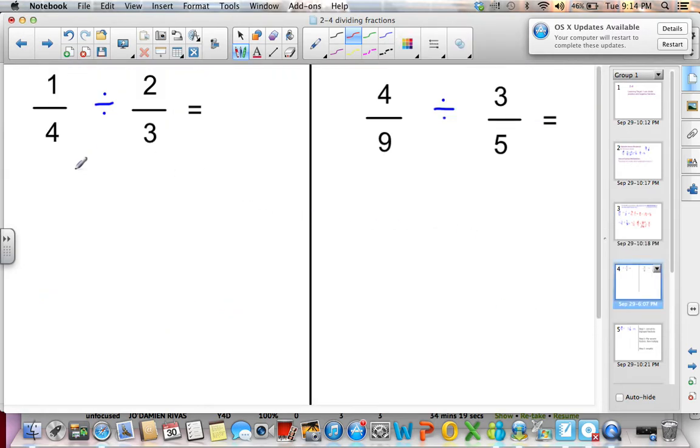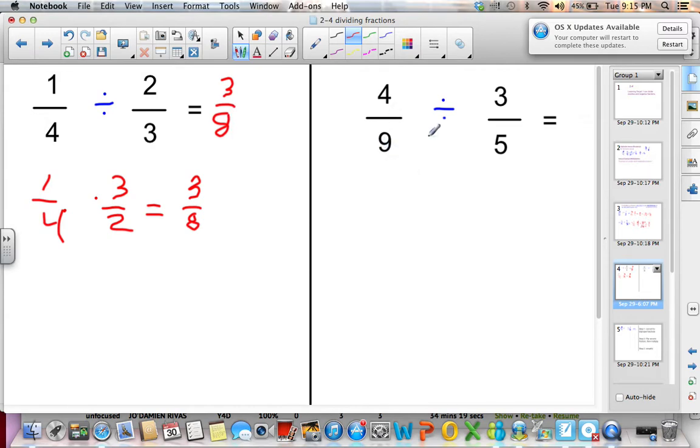So pause me for a second and try both of these problems really quickly. So again, get in the habit of rewriting it as a multiplication problem. So 1/4 times 3/2. So we have 1 times 3 equals 3. 4 times 2 equals 8. 3/8 cannot be simplified any further, so that is your answer. So you could either leave it on your page and circle it, or I'm just going to write it up here so we can see that that's the answer.